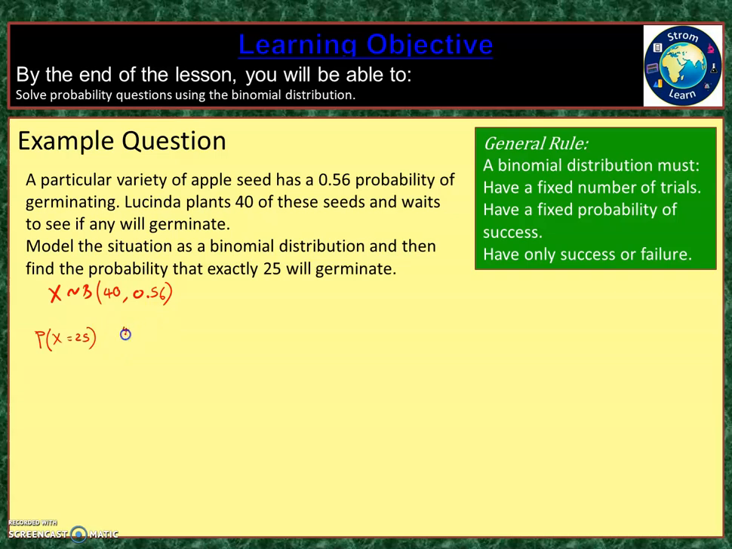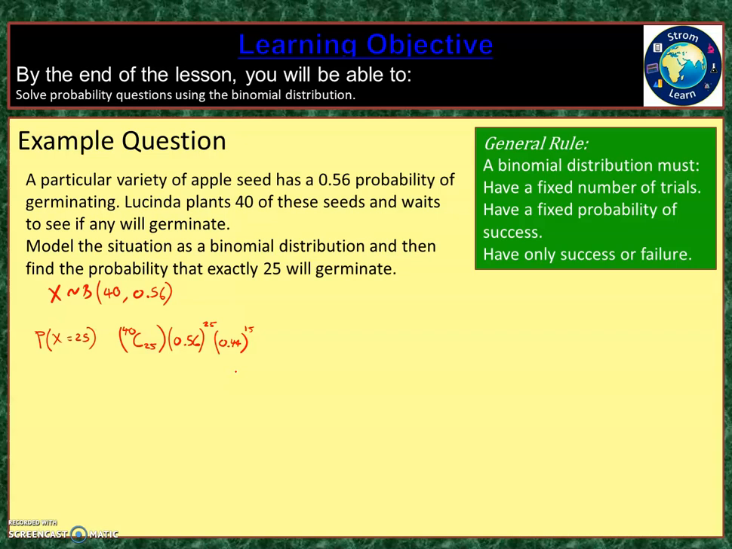So we look first of all at 40C25. That will give us the number of different ways we can select 25 from the group of 40. We are then interested in 25 germinating, so probability 1 germinates 0.56. We raise that to the power of 25, and therefore the other 15 are going to fail to germinate, and that is 0.44, and that's because these two must sum to 1, because they germinate or they don't germinate. There's no other option. It's a binary choice.